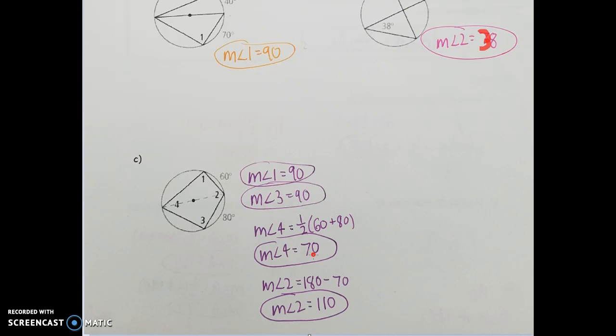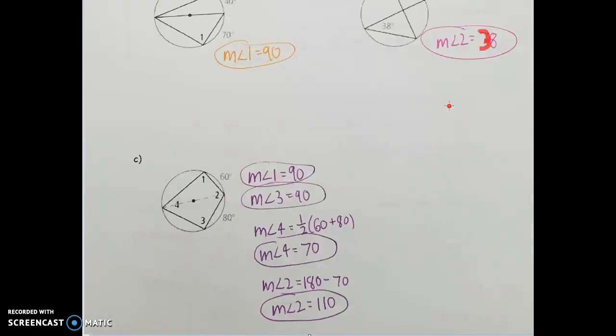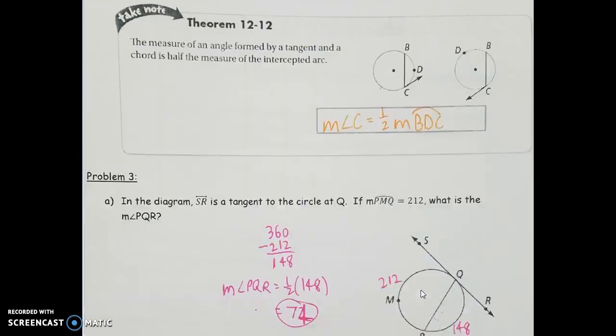And if we want to find angle 2, we're going to our last corollary. We're using our supplementary rule. If I have opposite angles, so angles 4 and 2 are opposite angles in this quadrilateral, that means that they should add up to 180. So if I already know that measure of angle 4 is 70 degrees, if I take 180 and take away that 70, that leaves us with 110 for angle 2. So that's using our third rule that opposite angles should be supplementary in my quadrilateral.